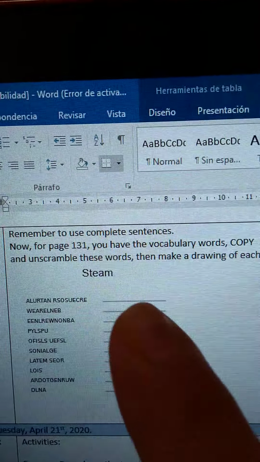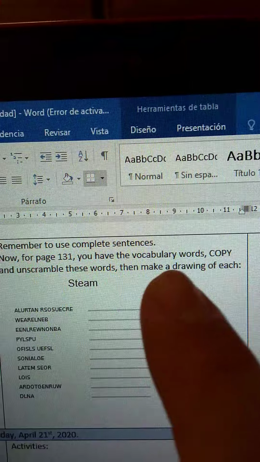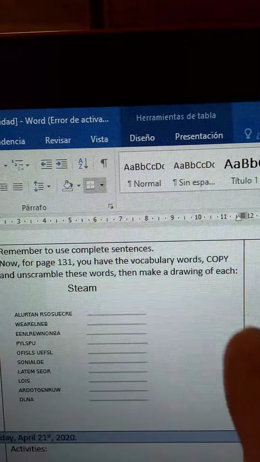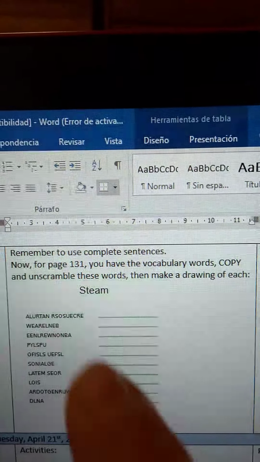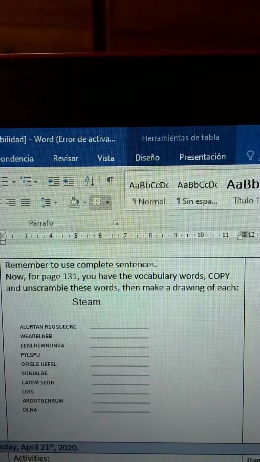Once you have unscrambled them, make a drawing of each one. So you unscramble and make a drawing. Unscramble, make a drawing. Okay? The point of this is for you to get familiar with the vocabulary words we are going to be using.